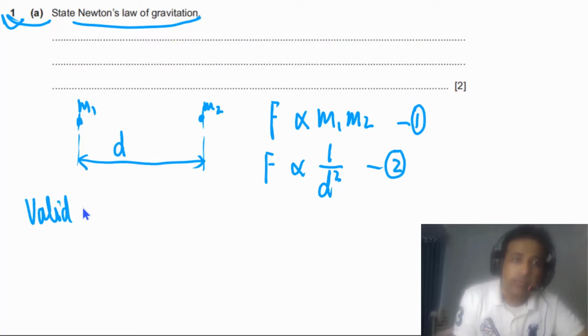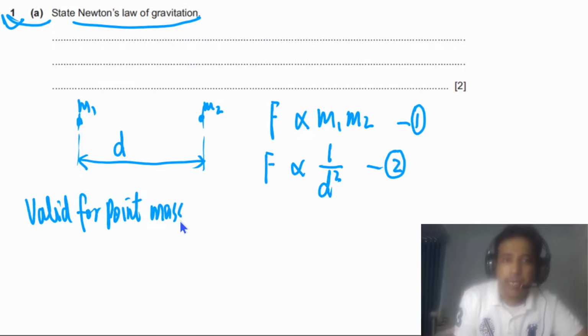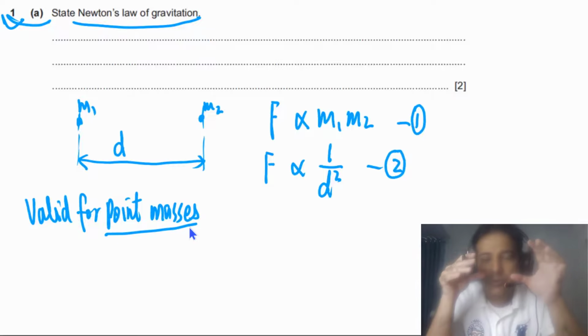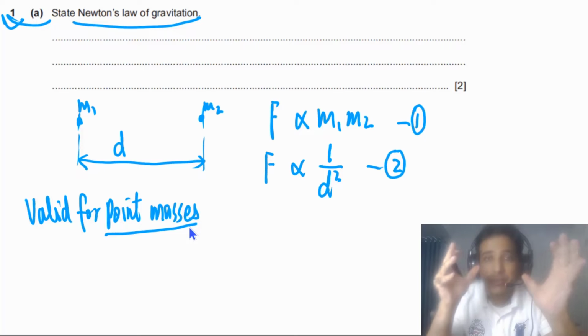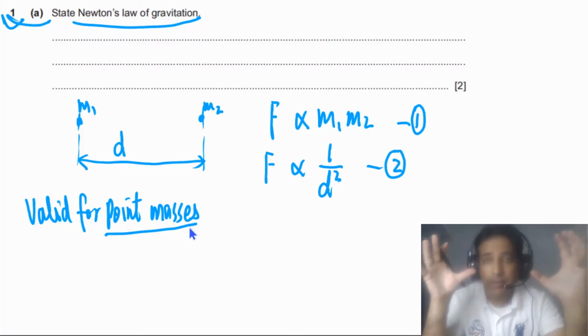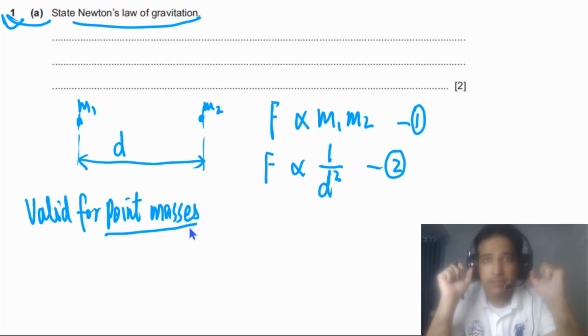And that is, Newton's law of gravitation is only valid for point masses. So in your answer, you have to mention point masses. Point mass not only means that the size is very small, we can also treat a spherical object as a point mass if the size of the spherical object is small as compared with the distance between two spherical objects.